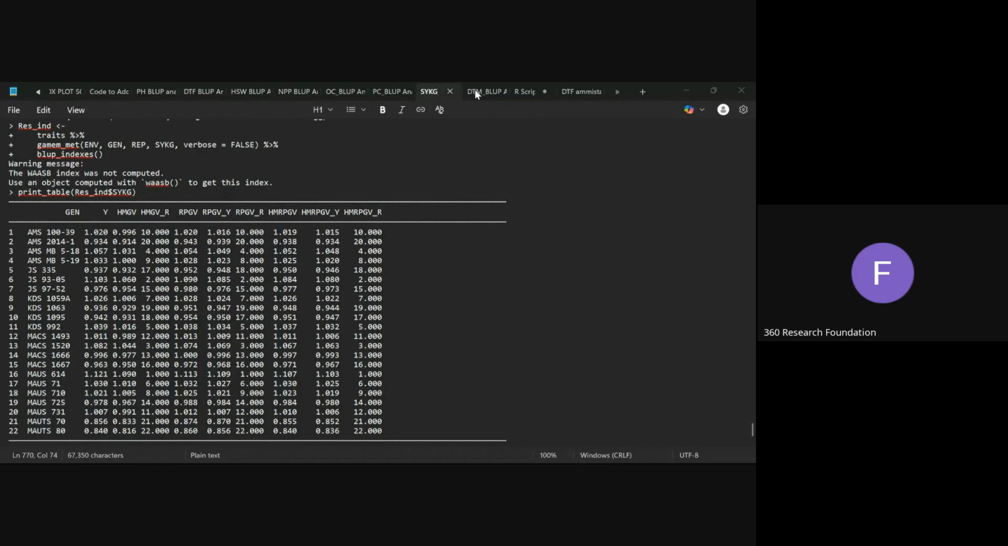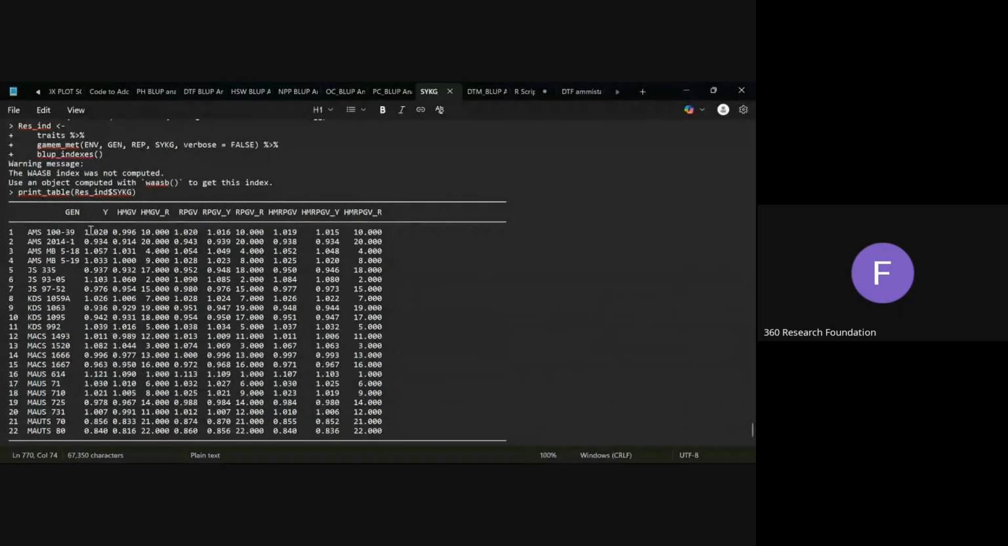Then next is RPGV underscore R, that is the rank based on RPGV. Then next is HMRPGV, that is the combined index, the harmonic mean of relative performance of genotypic values. So these are the different stability parameters from BLUP.